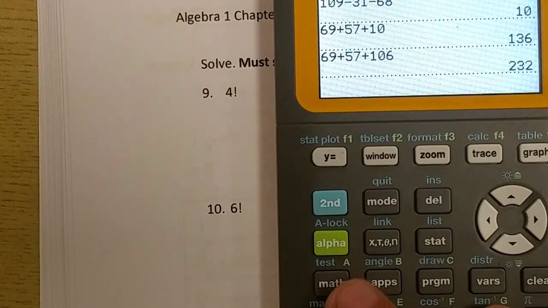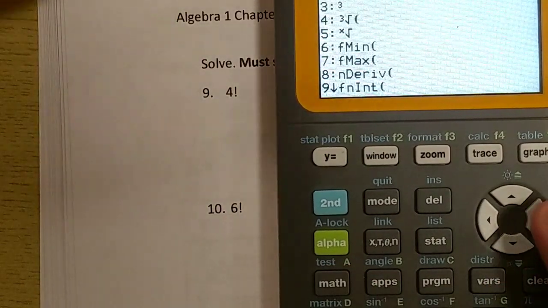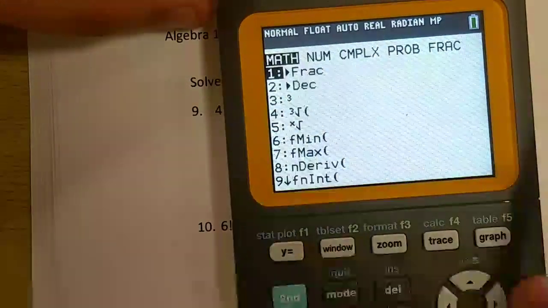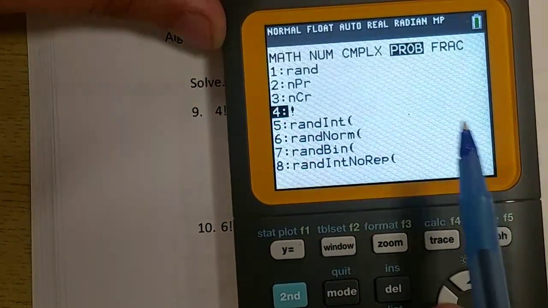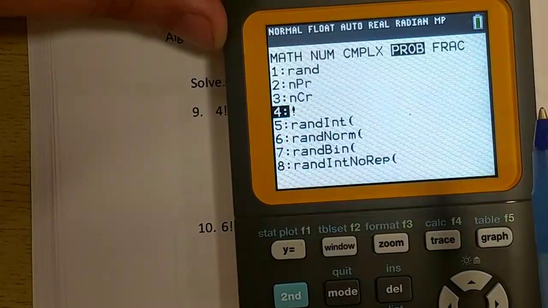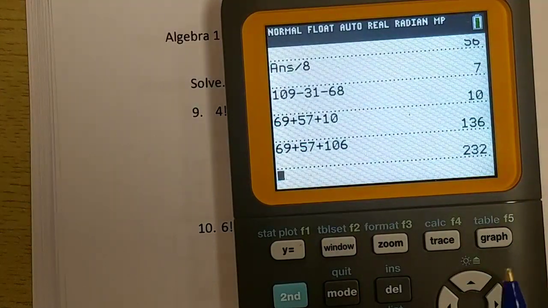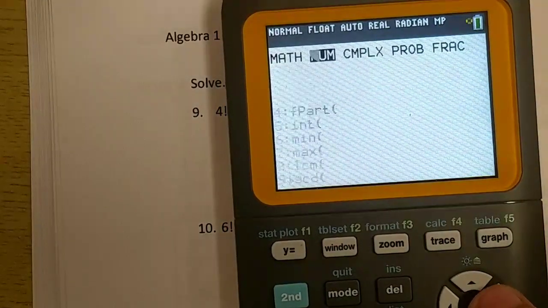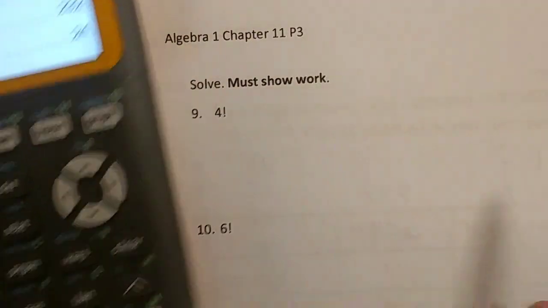You click the math button, that's right underneath alpha. And then you're going to go right to probability. So that's 1, 2, 3, 4 on this calculator. And look at option 4. Look at that guy. That looks like an exclamation point. So I'm going to put 4, math, exclamation point. Hey, 24. Let's check if that works.